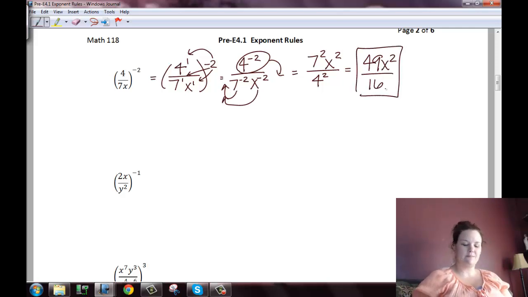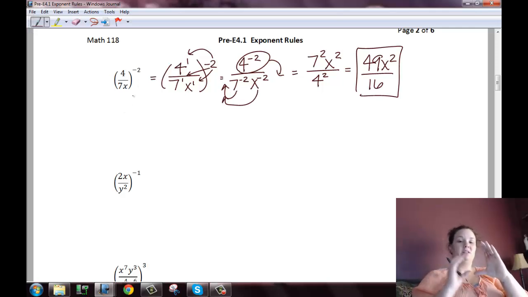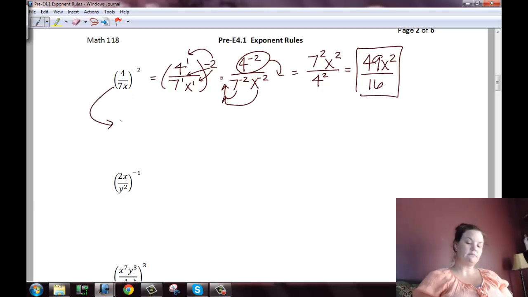Okay, not too bad. And I do want to point out one thing. We may do it this way or the other way. Notice since this whole thing had a negative exponent, that negative, remember, moves it across the division line. So if my whole fraction has a negative exponent, that means the bottom's going to end up going to the top, and the top's going to end up going to the bottom. So another way to work this one is we could take that negative exponent and just go ahead and flip it. So that would give us 7x over 4 to the positive 2.